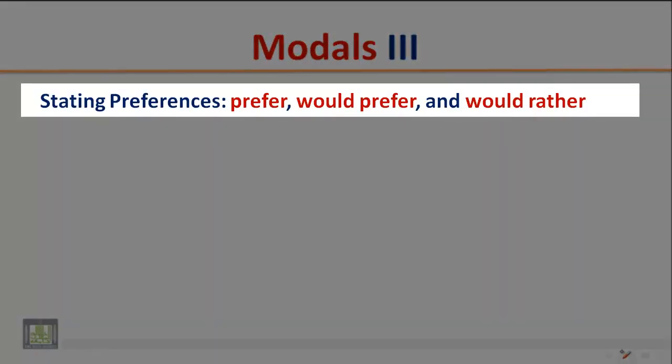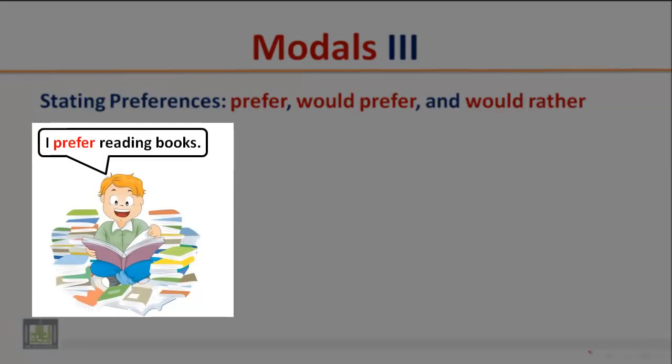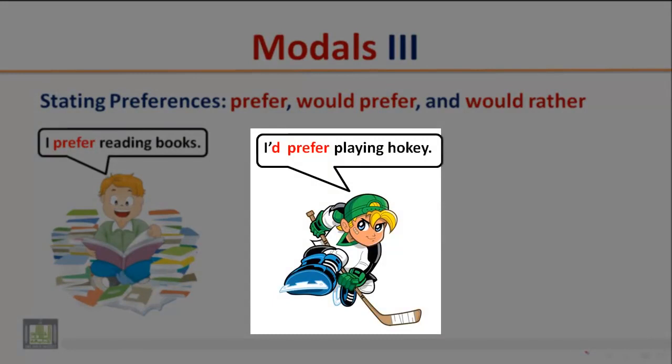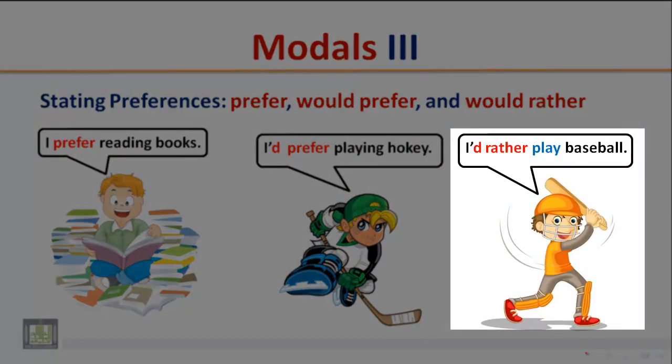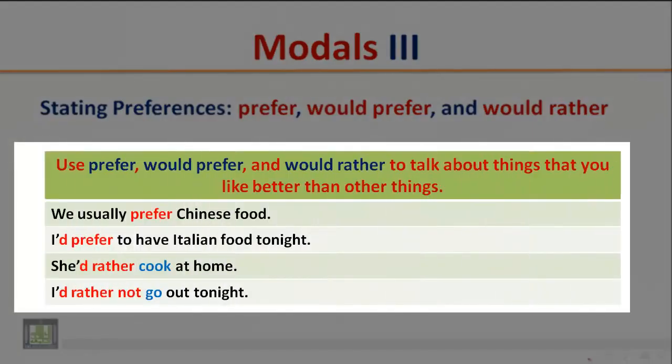Stating preferences: prefer, would prefer, and would rather. Listen to the following short conversations and pay attention to the modal auxiliary. I prefer reading books. I'd prefer playing hockey. I'd rather play baseball. Stating preferences: prefer, would prefer, and would rather. Use prefer, would prefer, and would rather to talk about things that you like better than other things.